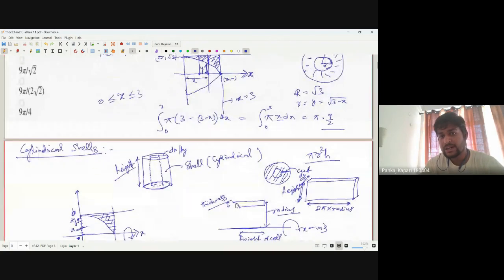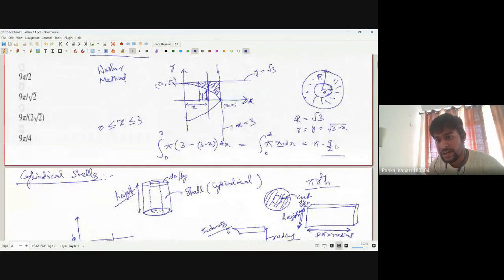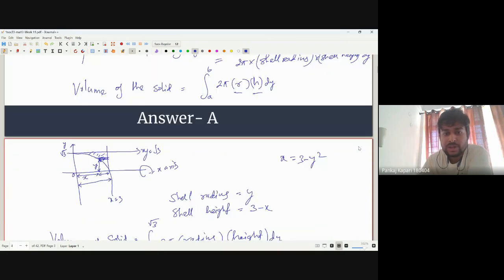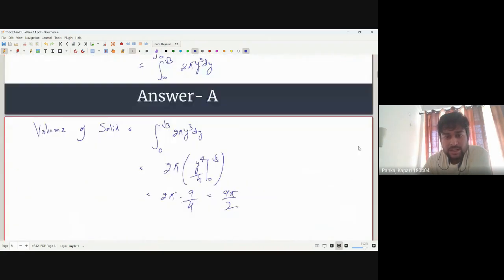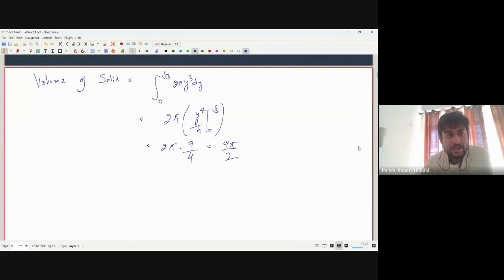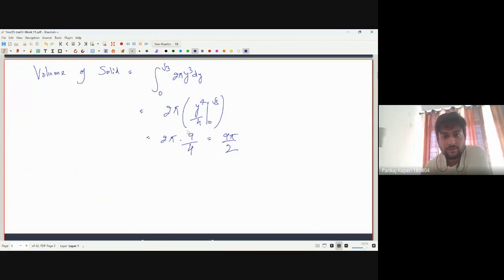You can verify that from the washer method also we get the same volume, right? In the first slide I have used the washer method, and the volume turns out to be 9 pi divided by 2. Similarly, if we use a different method than the cylindrical shell, the volume turns out to be the same. So it doesn't matter if you use the washer method or the cylindrical shell method. The volume will be the same.